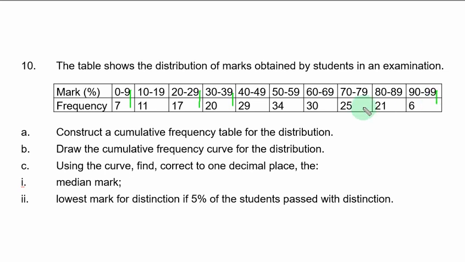A part of the question, construct a cumulative frequency table for the distribution. B. Draw the cumulative frequency curve for the distribution. C. Using the curve, find, correct to one decimal place: D. Figure 1, median mark. Figure 2, lowest mark for distinction if 5% of the students passed with distinction.